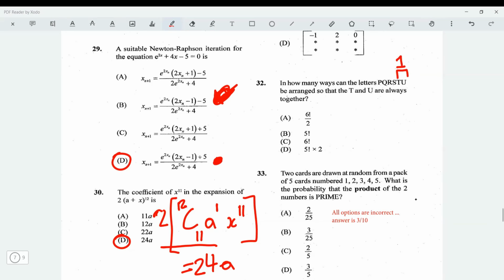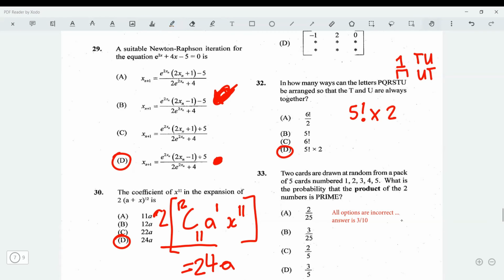So that's 1, 2, 3, 4, 5 letters. That's 5 factorial ways. But then if they're always together, it's either T on this side and U on the other, or U on this side and T on the other. So that's times 2. 5 factorial times 2 is option D.